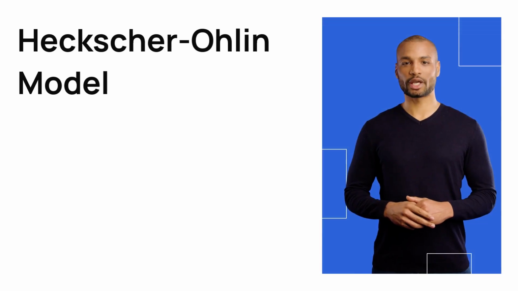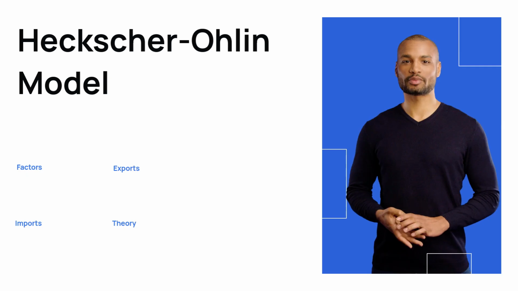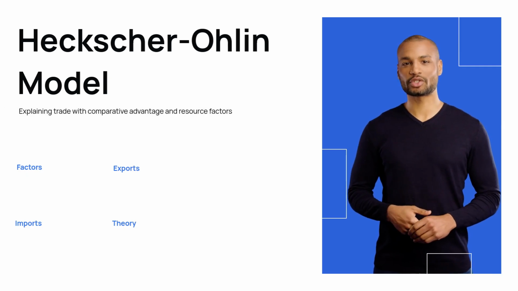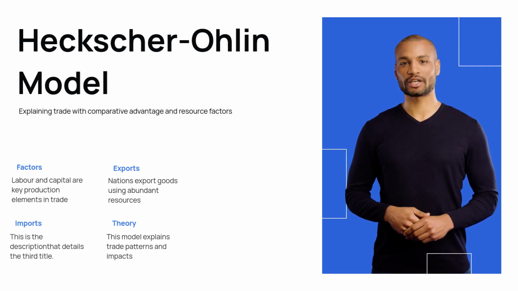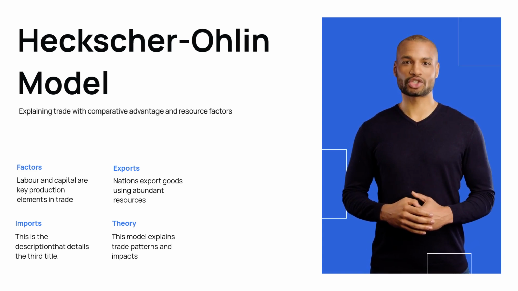The Heckscher-Ohlin model builds on comparative advantage. It considers labor and capital as factors of production. Countries export goods using abundant, cheap resources. They import goods requiring scarce resources. This theory explains trade patterns and income distribution impacts.